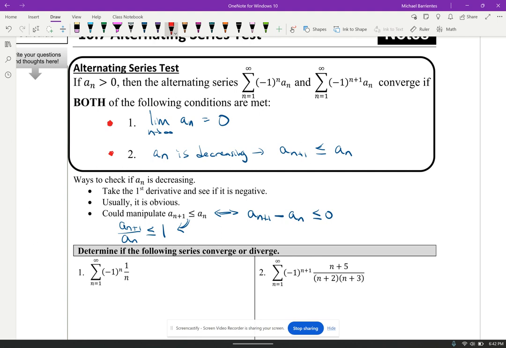Now, if you read carefully, the alternating series test only tells you whether the series converges. It doesn't tell you if it diverges. So if one of these conditions is not met, then I can't use this test and I've got to find another way to figure it out.